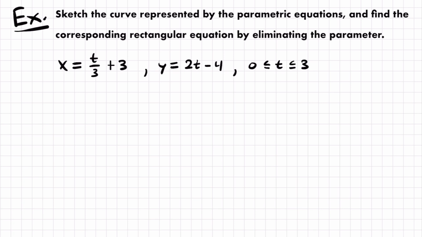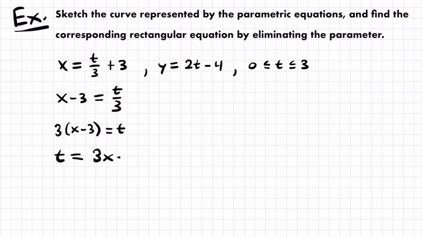The easiest way to do that is to solve for t in one of your two parametric equations and then substitute what t is equal to into the other equation. I'm going to choose to solve for t in the equation for x. If we subtract 3 from both sides, we have x minus 3 equal to t divided by 3. Then if we multiply both sides by 3, we find that 3 times x minus 3 is equal to t. Now if we distribute 3 through this quantity, 3 times x is 3x, and 3 times negative 3 is negative 9. So t is equal to 3x minus 9.